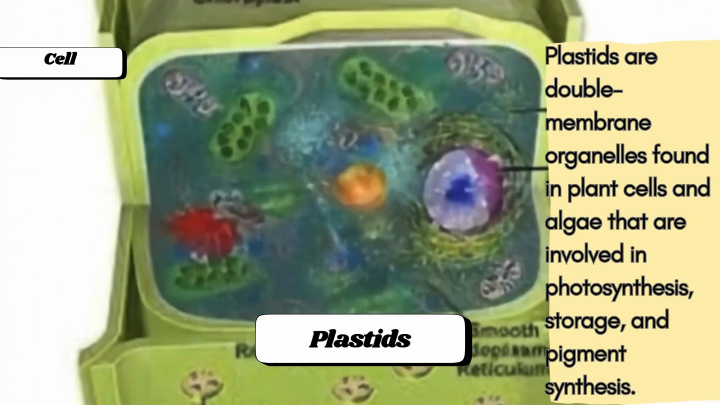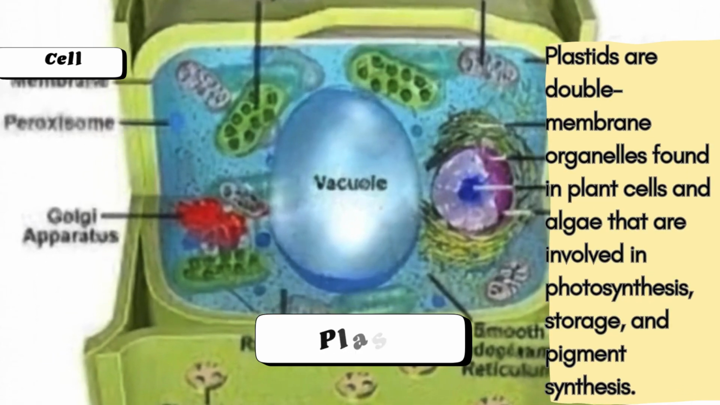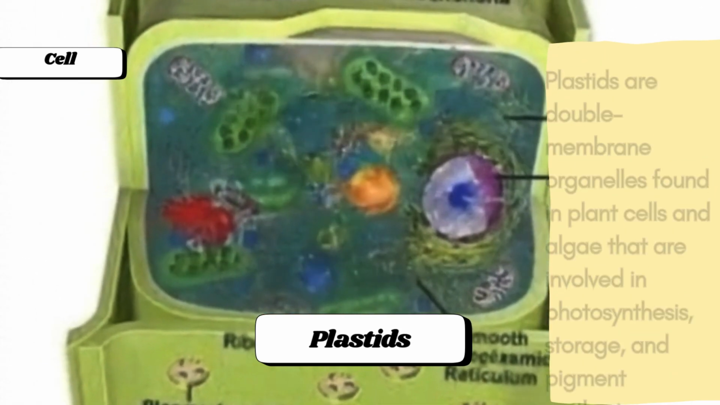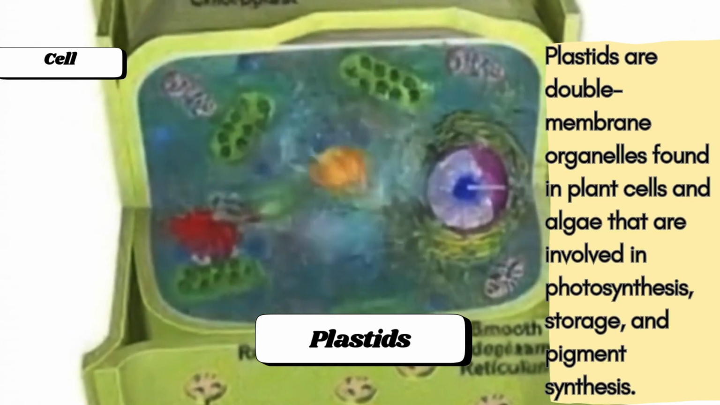Plastids are double membrane bound organelles. They are found in plants and algae. There are three types of plastid, that is chloroplast, chromoplast, and leucoplast.